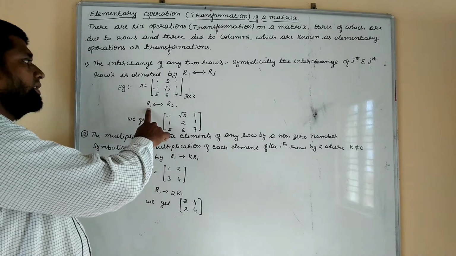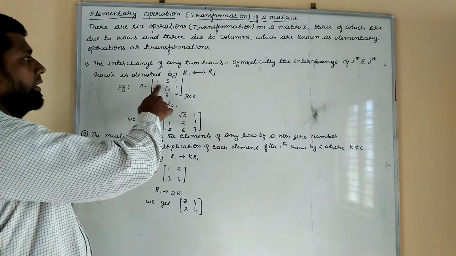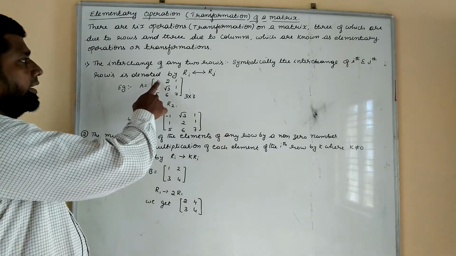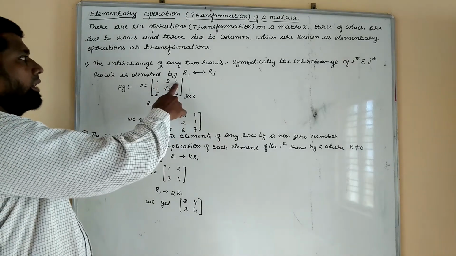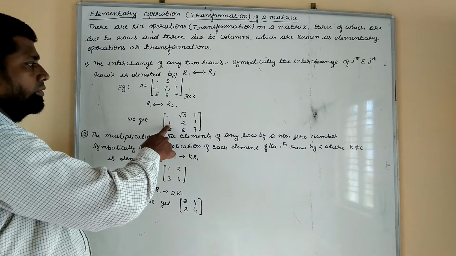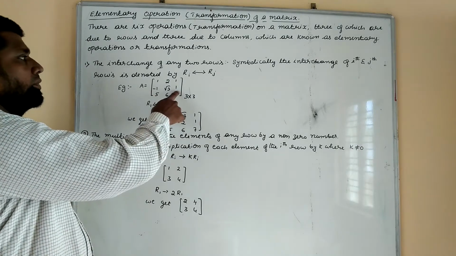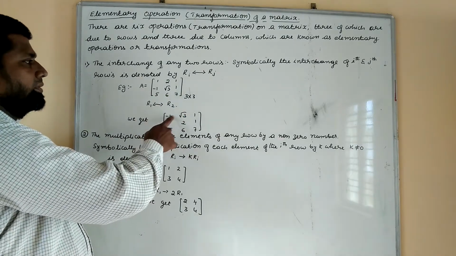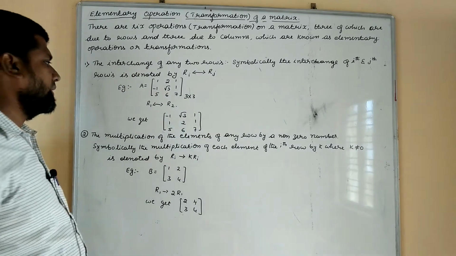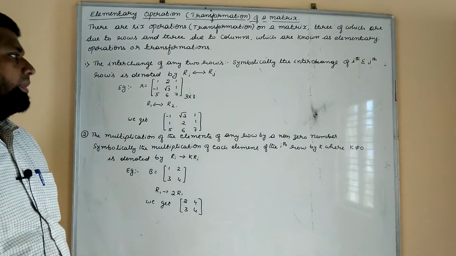So this is the first operation. R1 changes to R2. I have taken the matrix A. In this matrix, row 1 is changed to row 2. Row 1 has gone to row 2, 1 to 1. Then row 2 came to R1: minus 1, root 3 and 1. So this is the first of the elementary operations.